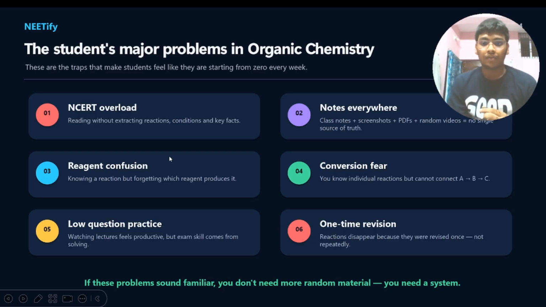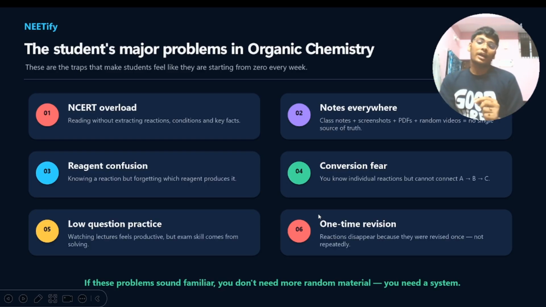Some students also have conversion fear. When a conversion is given, you feel fear whether it is easy or tough, and you skip it because you don't know how to solve it. I am here to clarify how conversions can be done and how organic chemistry can be made easy for you. Also, some people do only one time revision. Organic chemistry is the game of revision only. The more times you revise, the stronger it will be in your brain.